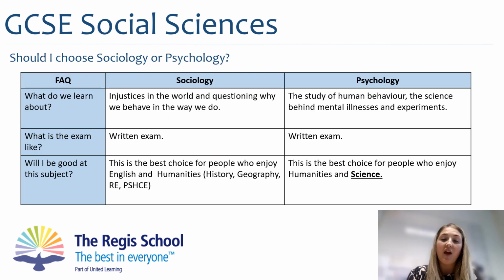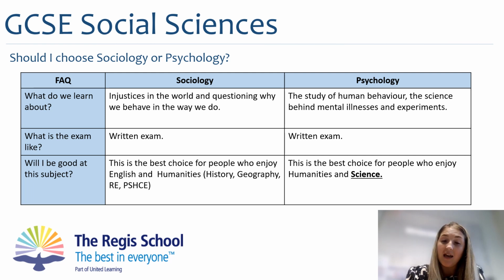So here is an overview of the differences between sociology and psychology, because even though they're both considered social sciences, they are both very, very different. Whereas in sociology you learn about injustices in the world and you question why we behave in the way that we do, think back to the big questions that I talked about a minute ago, in psychology we zoom in on individuals and we study human behaviour, the science behind mental illnesses and experiments. Both of them are a traditional written exam that require a lot of reading and writing. So both of them are very written-based subjects.